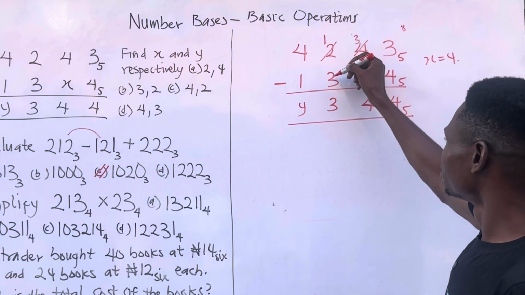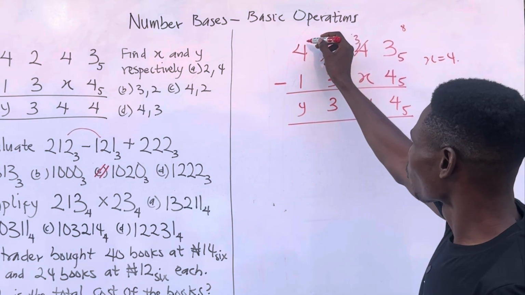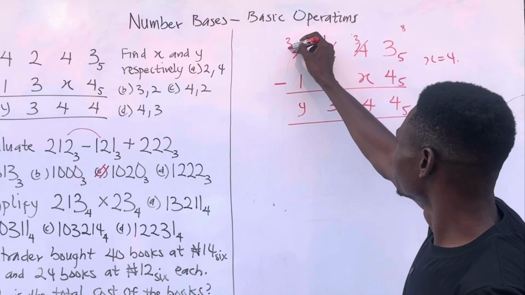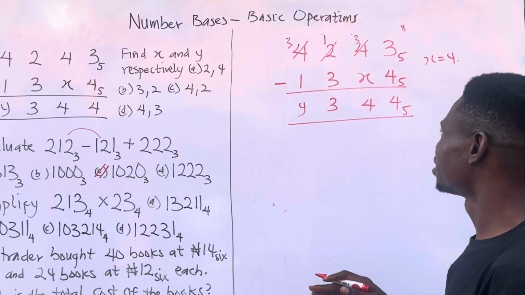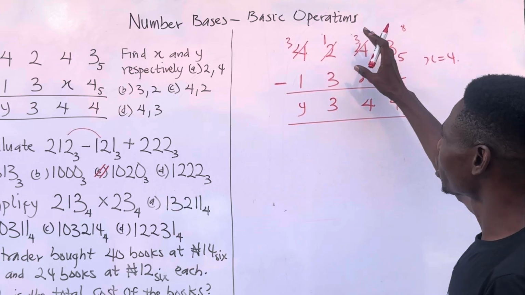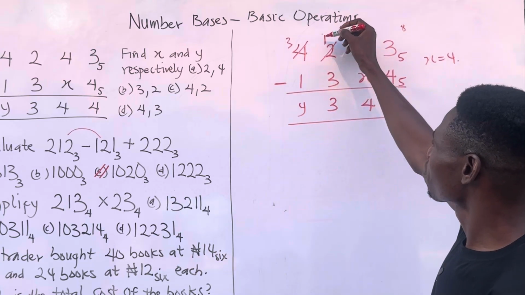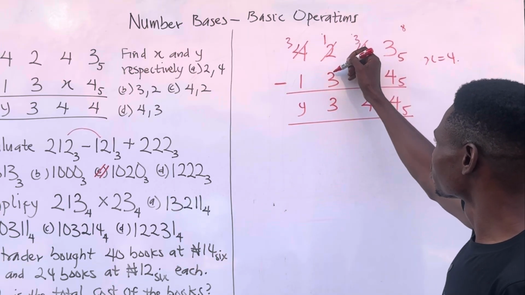So 1 minus 3 cannot go. We'll take 1 from 4, leaving 3. Add it here, making 6. Because we're in base 5, that one has a value of 5. So that 5 plus this one, making 6. 6 minus 3 is 3.